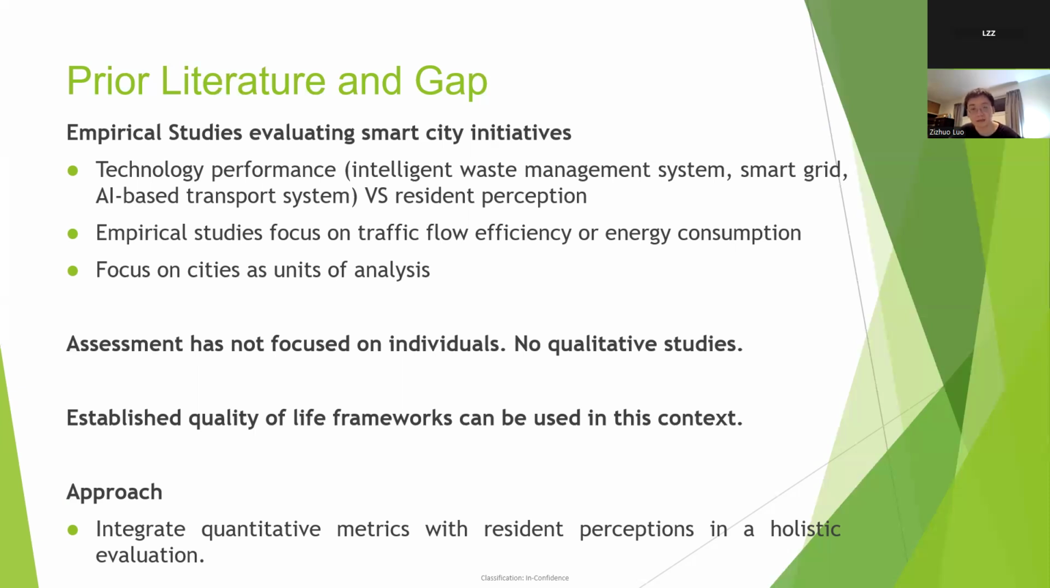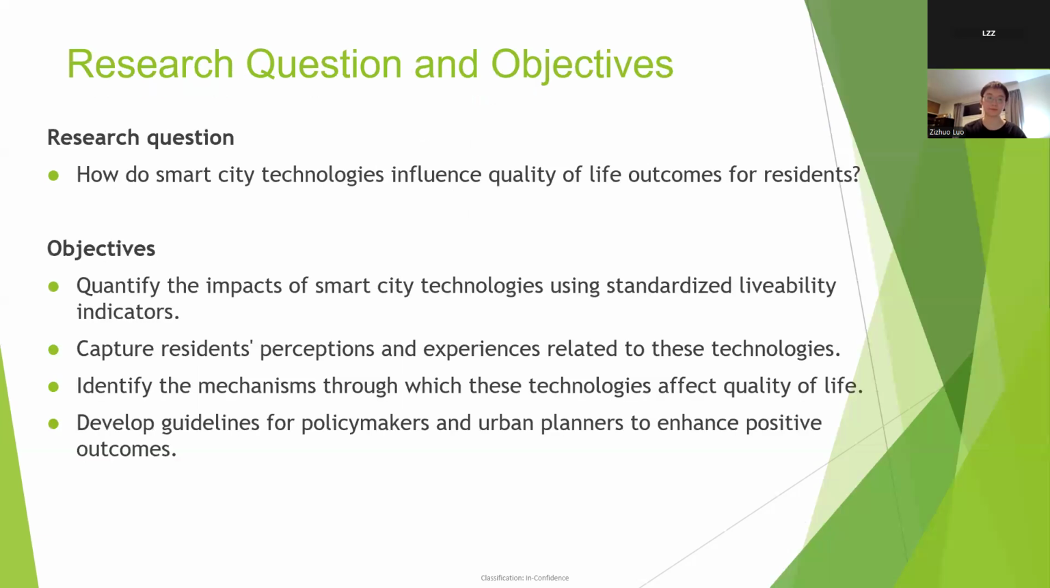We can't deny that these technologies are important, but we can also notice that this research is technology-centered rather than people-centered. Researchers care more about what technology can do, but they rarely show us what residents feel or experience in such cities. In my research, I aim to bridge this gap, integrating what data say with what residents feel into one holistic evaluation.